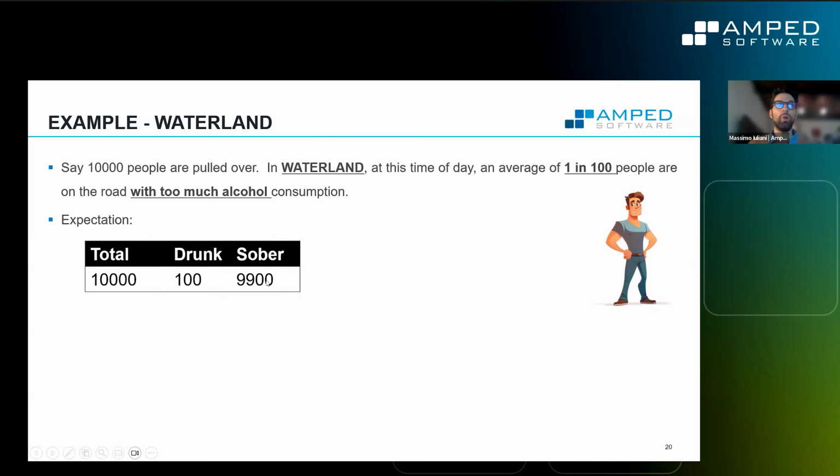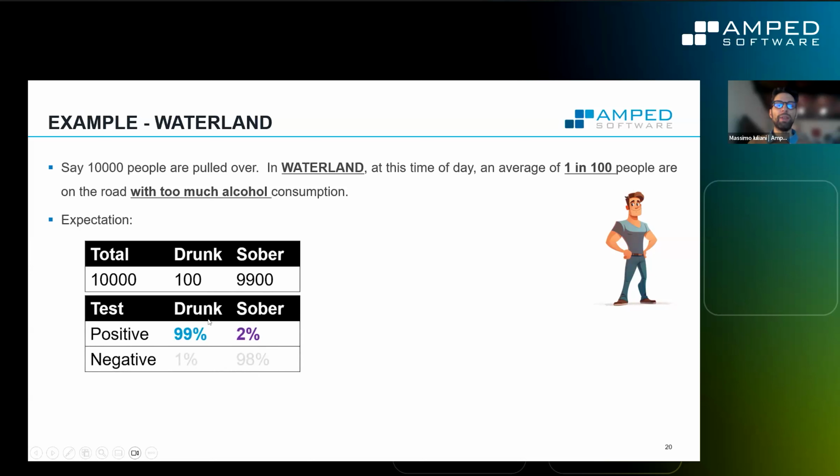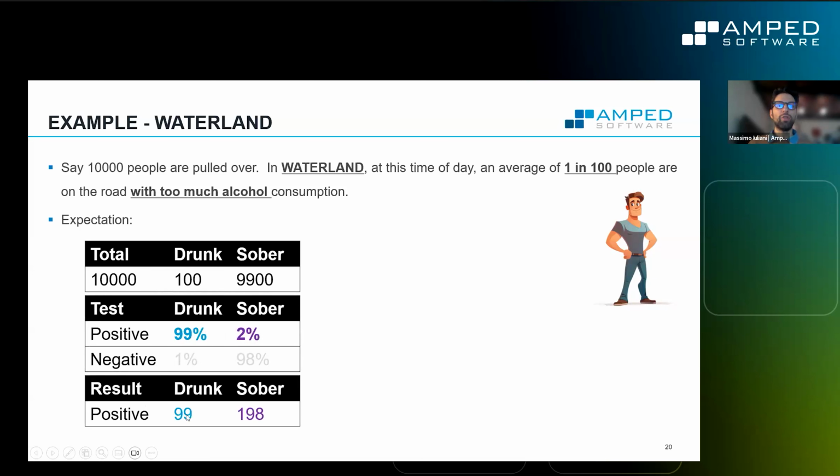I test them all, so I'm using my breath analyzer. How many positives will I get from the breath analyzer? I expect 99% of the drunk. So 99% of 100 is 99. And 2% of the sober, because sometimes, unfortunately, even a sober person gets a positive. So I get 99 positives from drunk, and almost 200 from sober. So in the end, after analyzing 10,000 people, I will get 300 positives.